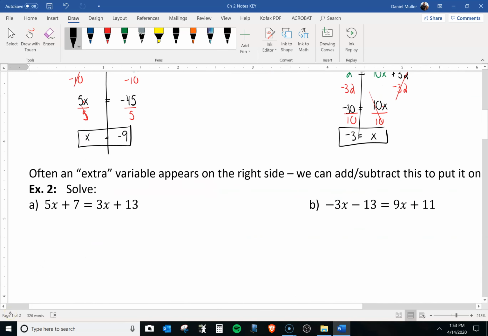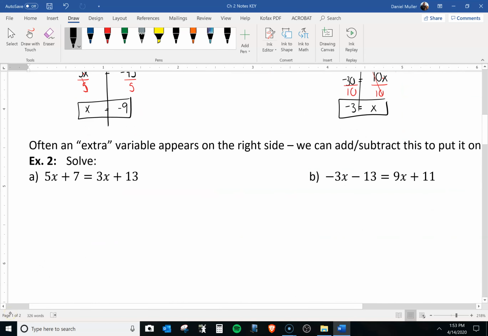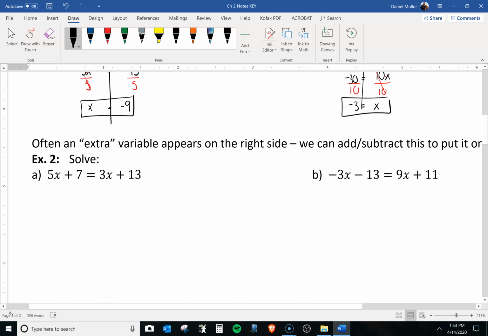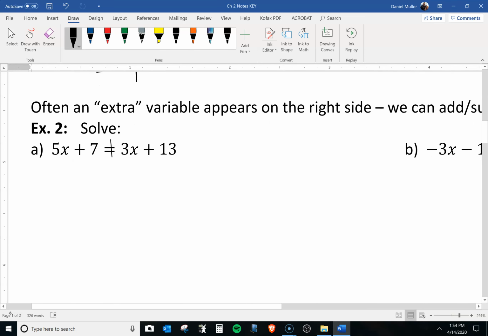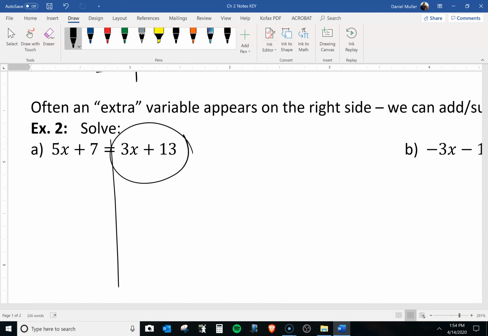Now let's look at what happens when there's an extra variable on either side. First, I want to show you here. Notice that on this side, there are no terms that are alike. There's one with an x and one without. On the other side, there's one with an x, one without. So this is not like the previous section. This is a different idea where we have an x on the left and an x on the right.